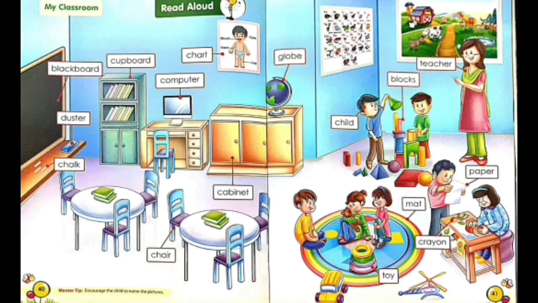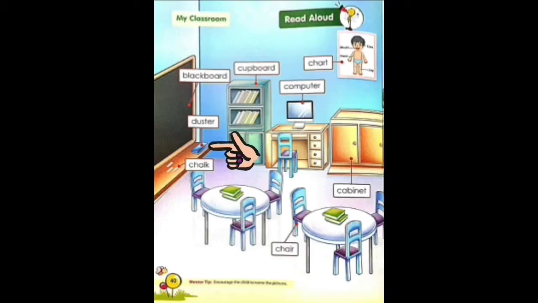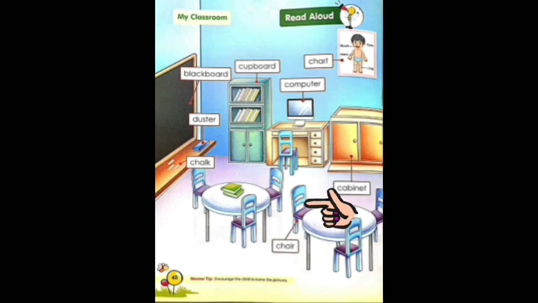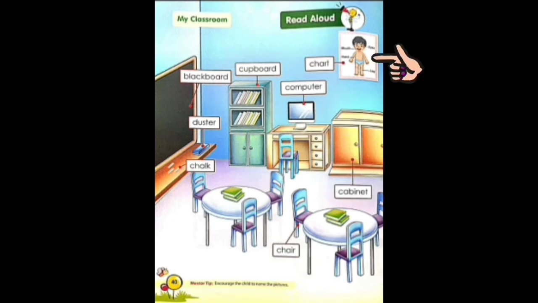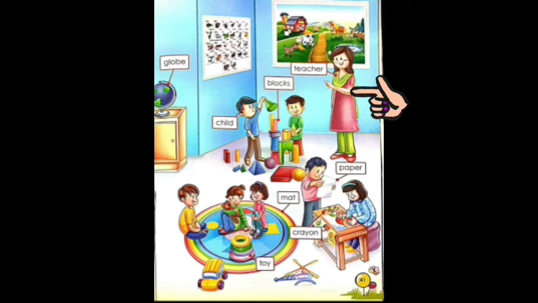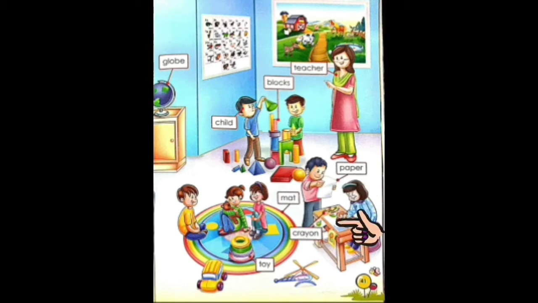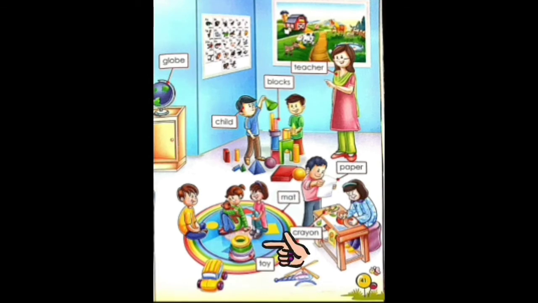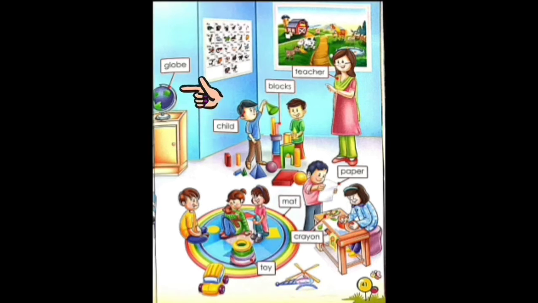Let's see some pictures of the things that we see in the classroom. Blackboard, duster, chalk, chair, cupboard, computer, chart, cabinet, teacher, blocks, paper, crayon, toy, mat, globe, and children.